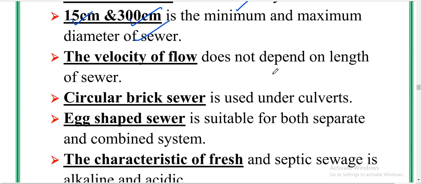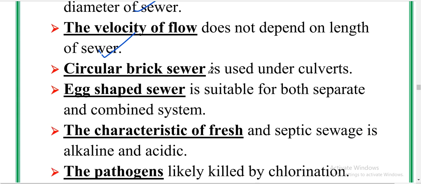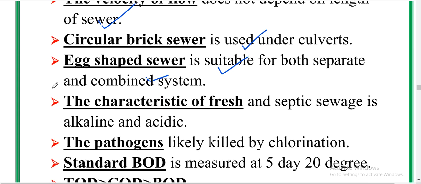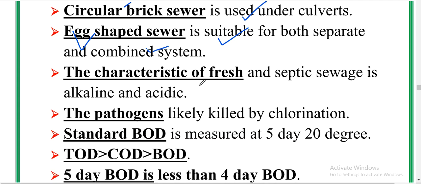The velocity of flow does not depend on the length of the sewer. Remember, circular sewer is used under culvert. Egg-shaped sewer is suitable for both separate and combined systems. The characteristics of fresh and septic sewage are alkaline and acidic.